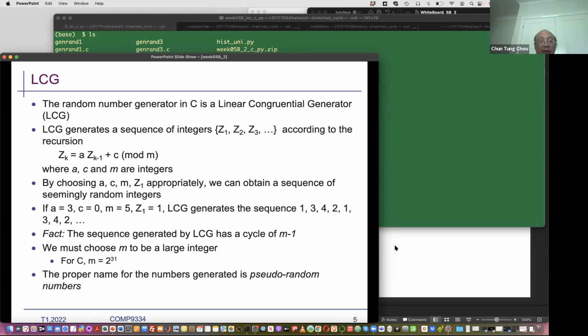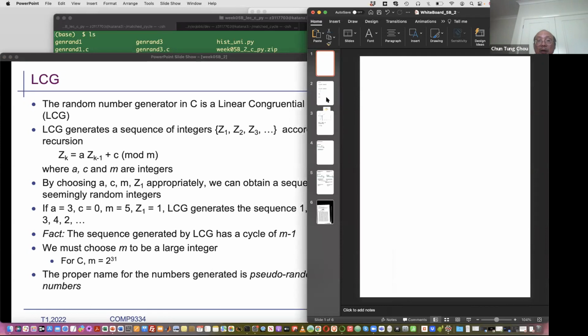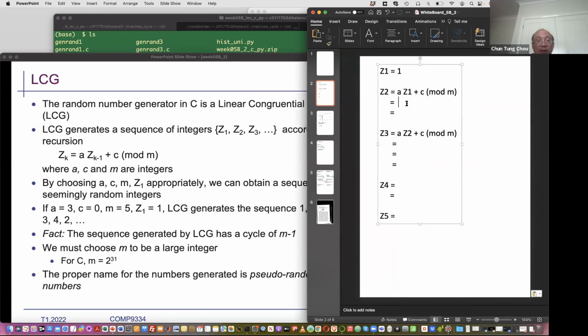Let's just say a is 3, c is 0, m is 5, and Z1 is 1. Let's use these parameters and see what the recursion looks like. So Z1 is 1. Z2 is given by a times Z1 plus c, mod m. And a is 3, so this is 3 times Z1, which is 1, plus c, which is 0, and then this is mod 5. So what it means is it will be 3.